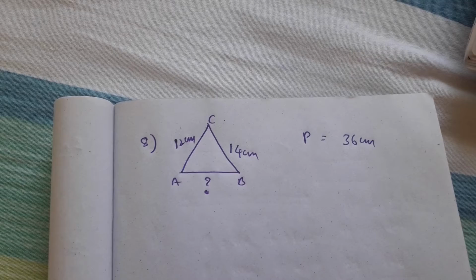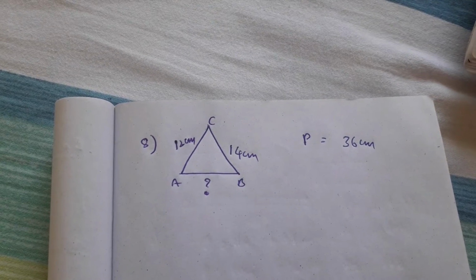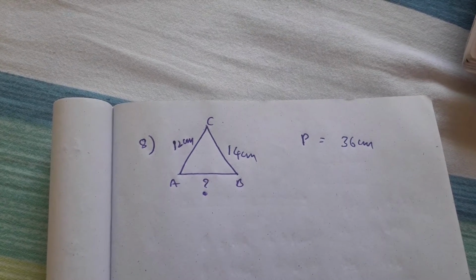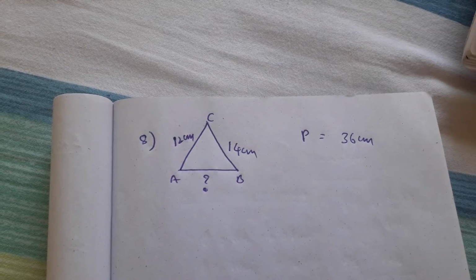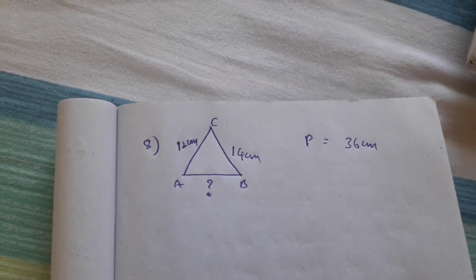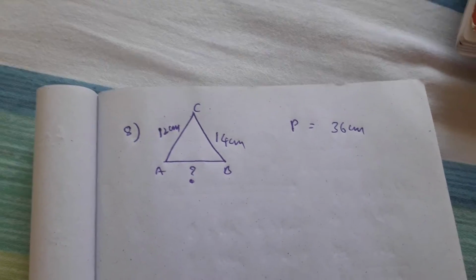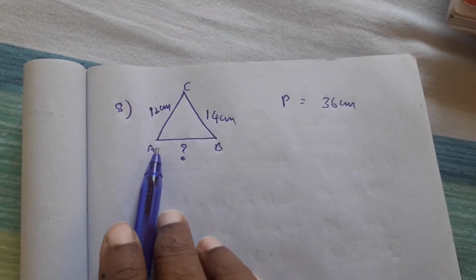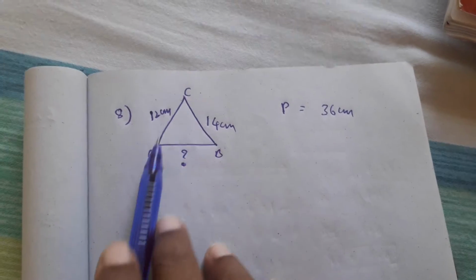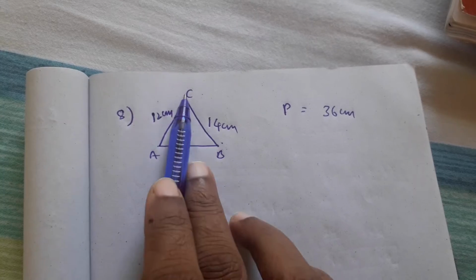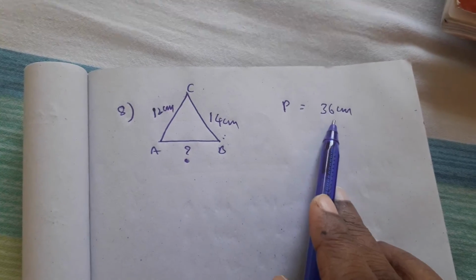Okay, 8th problem. Two sides of a triangle are 12 centimeters and 14 centimeters. The perimeter is also given. What is the length of the third side? Very easy problem, children. Let us name the triangle ABC. Let AC be 12 centimeters, BC be 14 centimeters, and the perimeter be 30 centimeters.